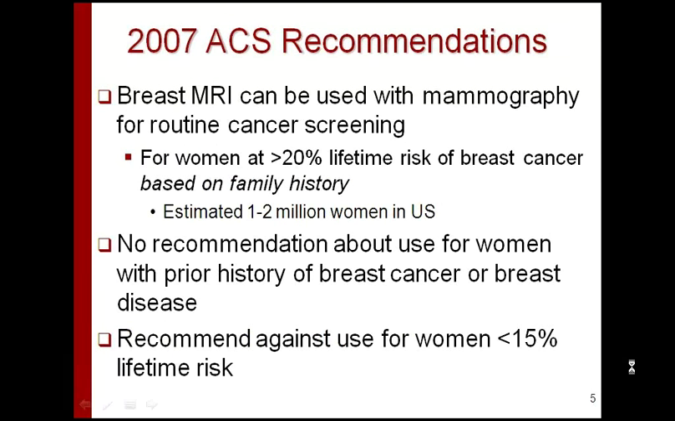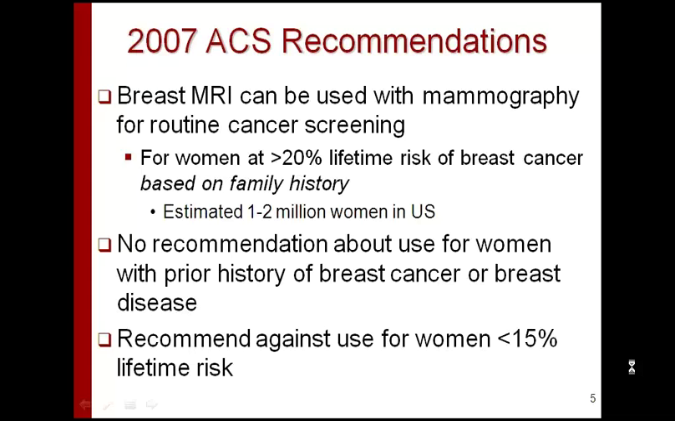So in 2007, the American Cancer Society came out with some recommendations for how best to use MRI for cancer screening. And they recommended that MRI can be used as an adjunct screening tool, in conjunction with mammography, not in place of mammography, for routine screening for a select group of women who are at very high risk of breast cancer based on a family history. And they define that as a lifetime risk of 20 to 25%. That includes known BRCA positive women, and then there's a few other subgroups of women.